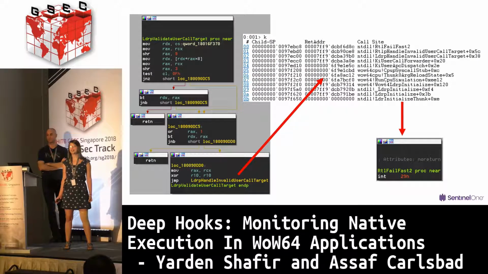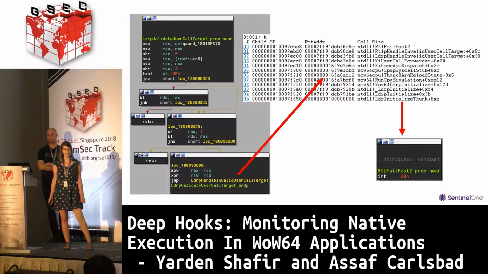Now let's take a look at the validation routine. This is LdrpValidateUserCallTarget, found inside of NTDLL. This is a function that gets called whenever an indirect call is about to be made. This function receives the address that is about to be called and makes the arithmetic calculations required to find the bit in the CFG bitmap that marks this address.